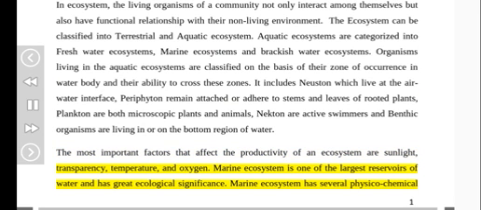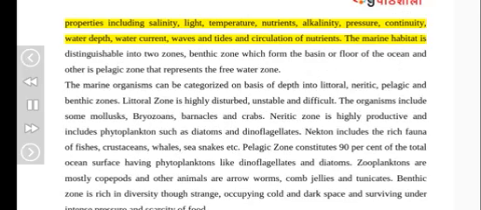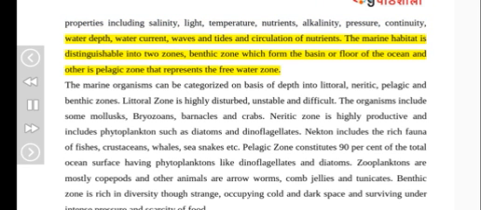Marine ecosystem is one of the largest reservoirs of water and has great ecological significance. Marine ecosystem has several physico-chemical properties including salinity, light, temperature, nutrients, alkalinity, pressure, continuity, water depth, water current, waves and tides and circulation of nutrients. The marine habitat is distinguishable into two zones, the benthic zone which forms the basin or floor of the ocean and the other is the pelagic zone that represents the free water zone.